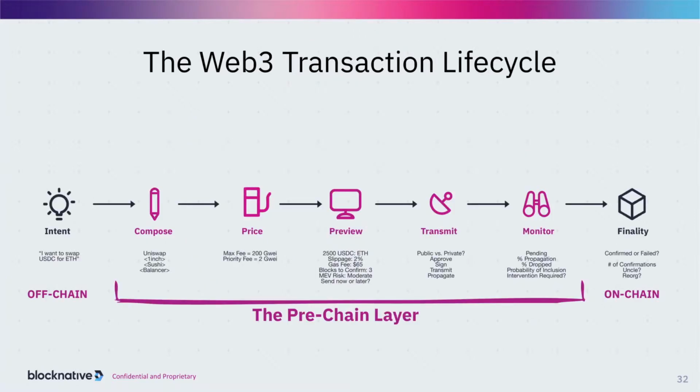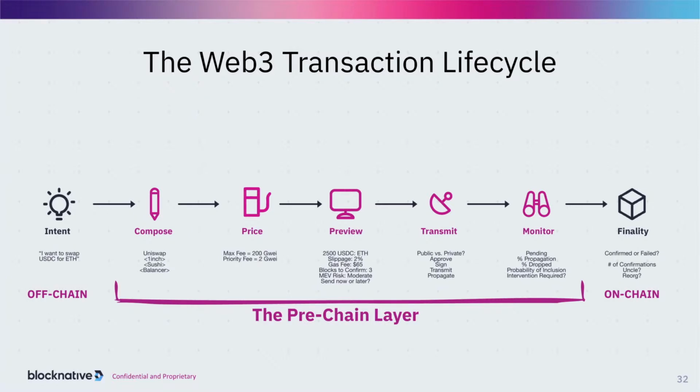And in this pre-chain layer that I have broken out here, right? It's in this layer that Web3 users need to decide what kind of transaction they want to make, set their own transaction fees, so include gas price and gas limits. They have to understand how these gas prices ebb and flow. They have to preview their transaction to ensure it executes as expected. They need to know what to do if a transaction gets dropped or stuck, among countless other factors, right? It's a lot to take on for new users.